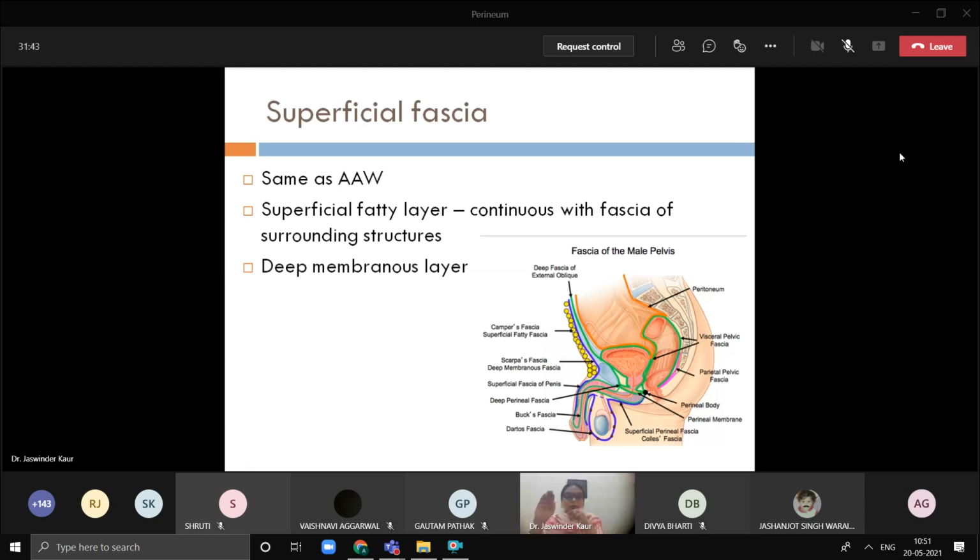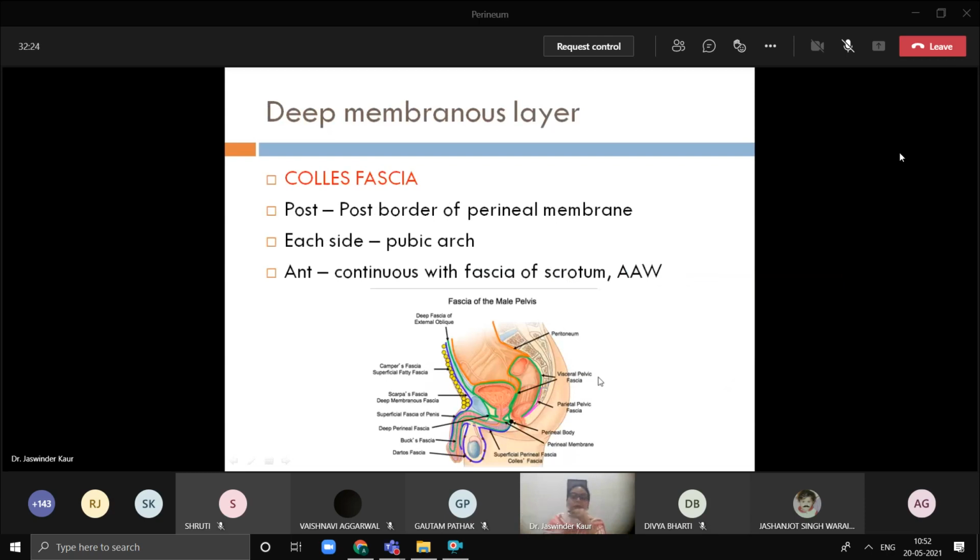Then we have done the cutaneous innervation of the skin of the perineum. After the skin, it is the superficial fascia. The superficial fascia of the perineum is the same as that of the anterior abdominal wall. What we have done in the anterior abdominal wall is that the fascia is divided into two layers, an outer fatty layer and an inner membranous layer. So the outer is the fascia of Camper, the inner is the fascia of Scarpa, right? The Camper fascia is in continuation with the fascia of the surrounding structures, but more important is the deep fascia, right? So this we have already done in relation with the anterior abdominal wall.